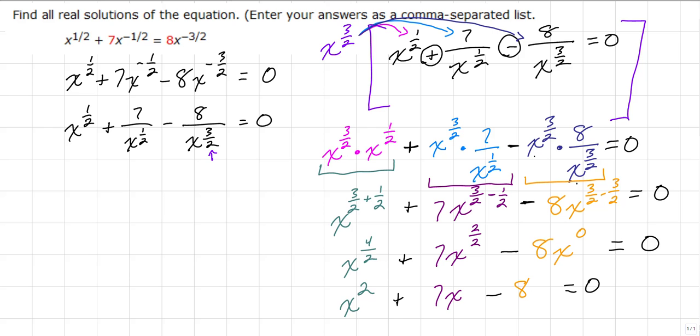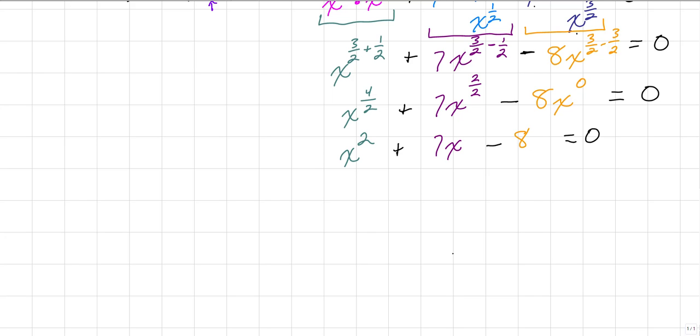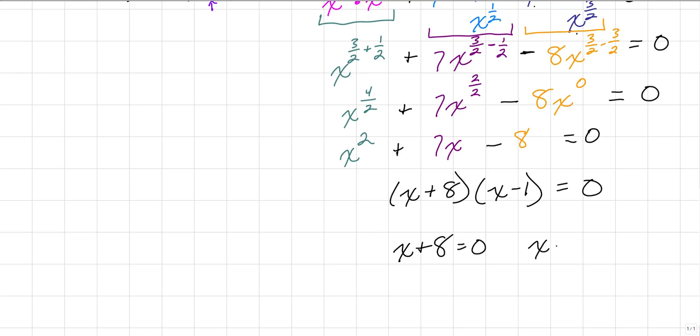So now we look at x squared plus 7x minus 8 equals 0, and we see that this factors. We're going to go ahead and factor this as x plus 8 times x minus 1, and that's going to be equal to 0. Using the zero product principle, we'll split this up into x plus 8 equals 0 and x minus 1 equals 0. Therefore, x is equal to negative 8, or x is equal to 1. Once again, you need to check to see if either one of these does not work.